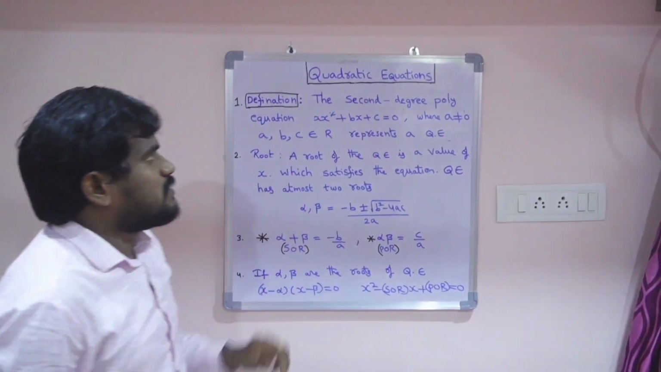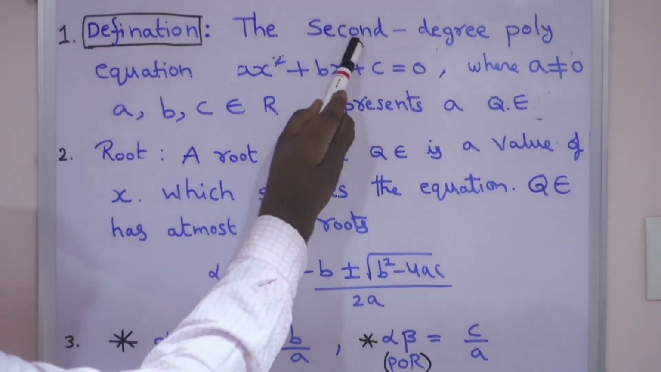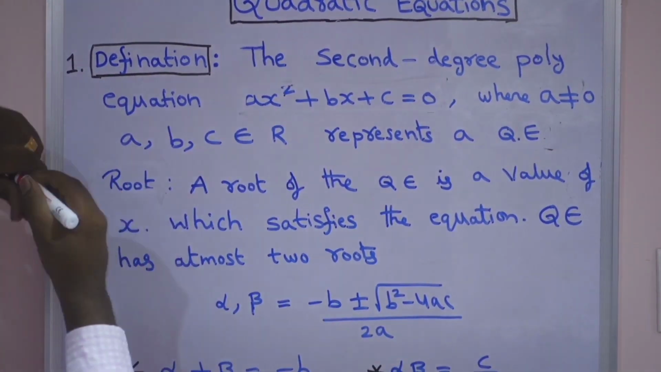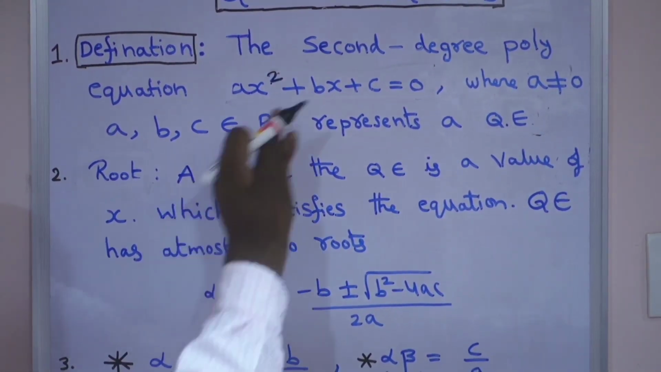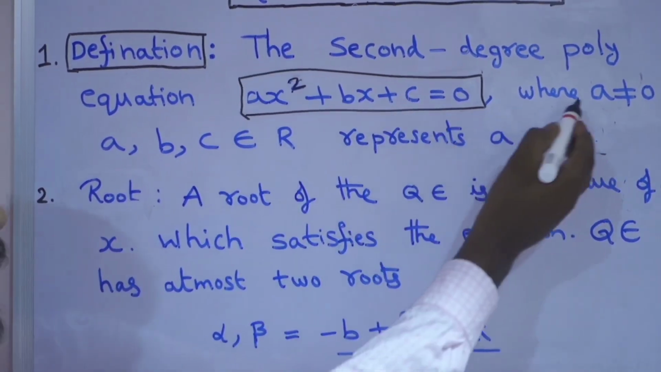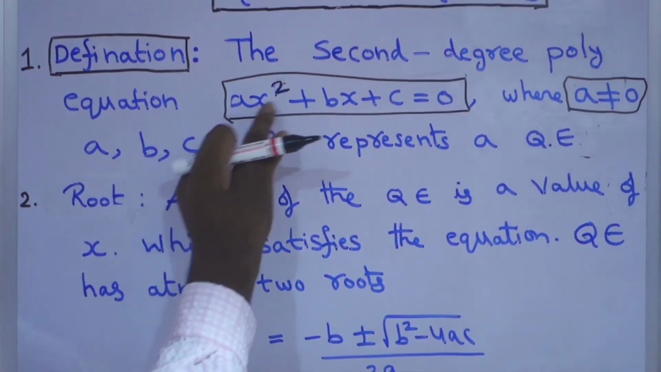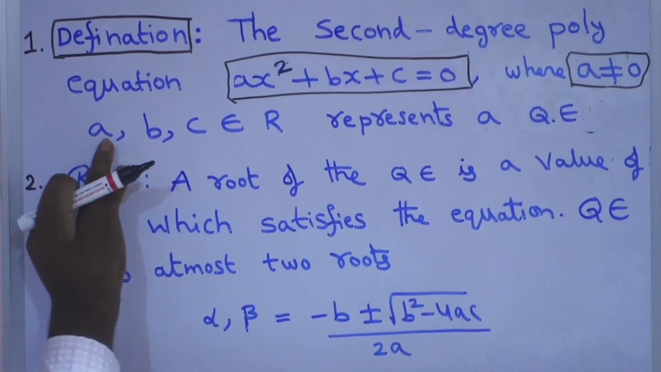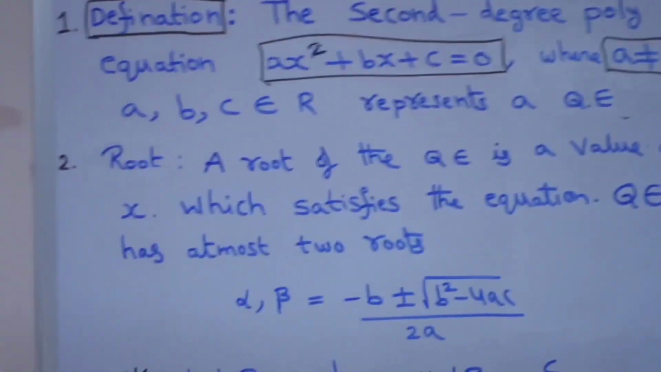So quadratic equations. The definition of the quadratic equation is the second degree polynomial equation. Second degree means the degree is 2, and equation means equal to 0. This is called a quadratic equation, where a is not equal to 0. Why a is not equal to 0? If a equals 0, it becomes a linear equation. So that's why a is not equal to 0, and a, b, c belong to R represent a quadratic equation. So this is the definition of quadratic equation.